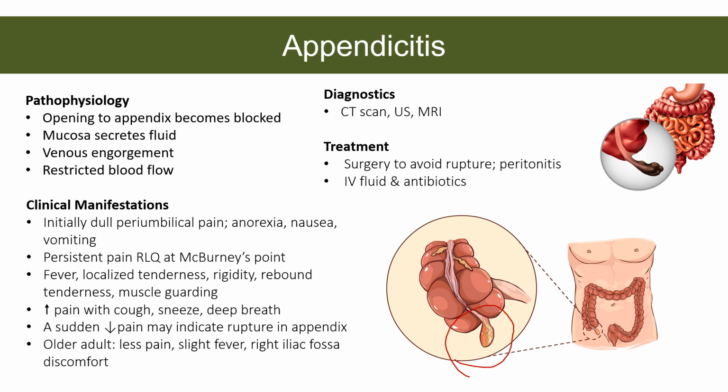So here you can see in this picture, this is a little image of an upset appendix. So it's turning black, compromised blood supply, that's going to be a problem.